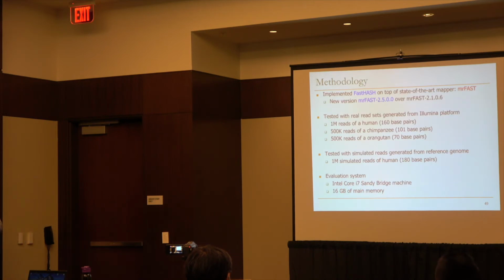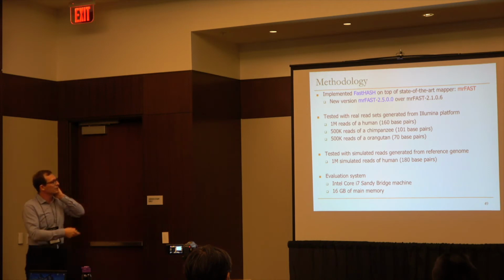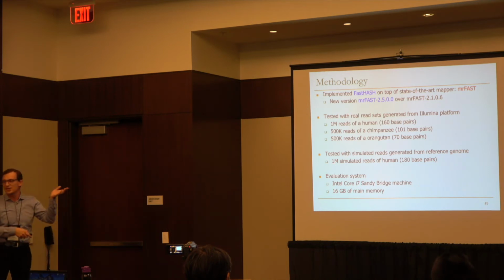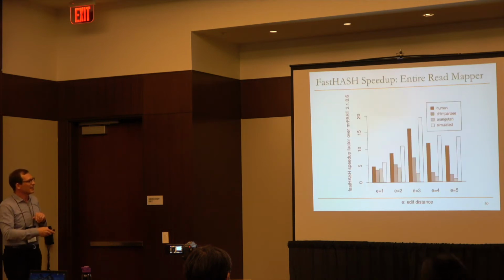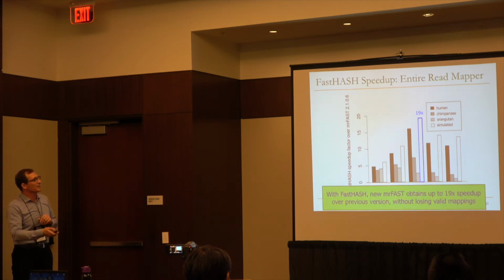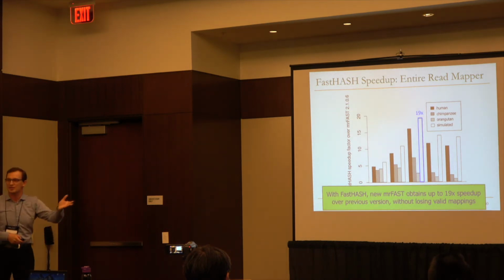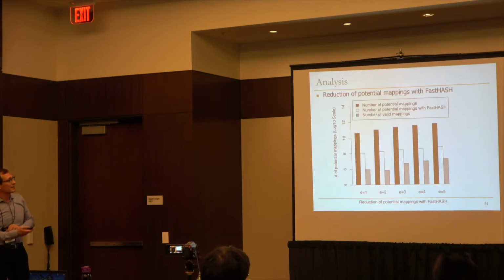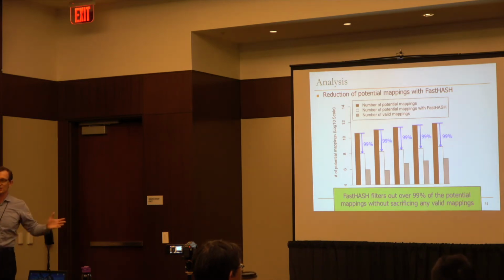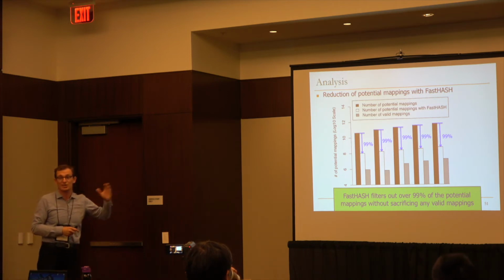Okay, so we implement this in software based on our mapper and create a new version, and we test it with real read sets that are public. You can actually replicate these experiments if you're interested. And I'll give you the results very quickly. Essentially, this way we can speed up the mapper up to 19x. Of course, it depends on the input set, different genomes. And the reason we can speed up the mapper is because we actually eliminate about 99% of these edit distance computations by taking advantage of the structure of the reference genome.